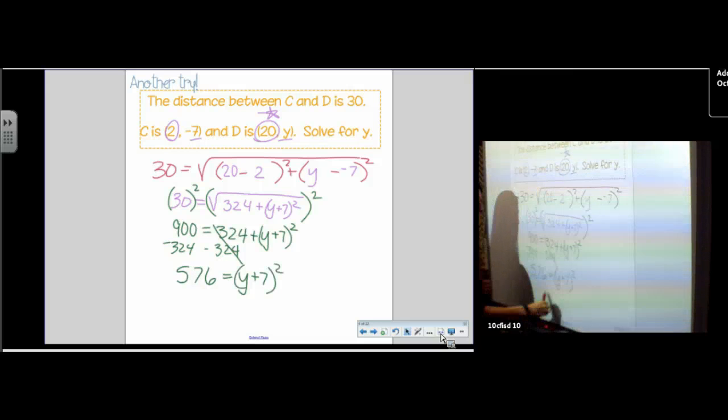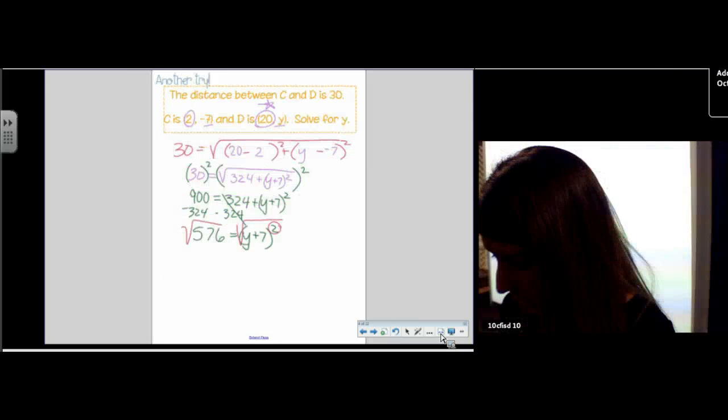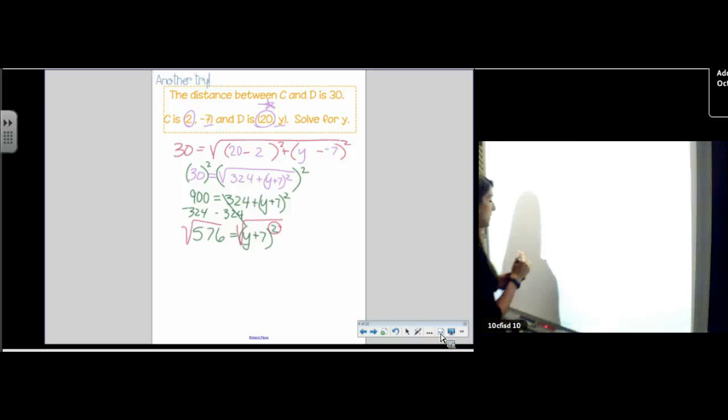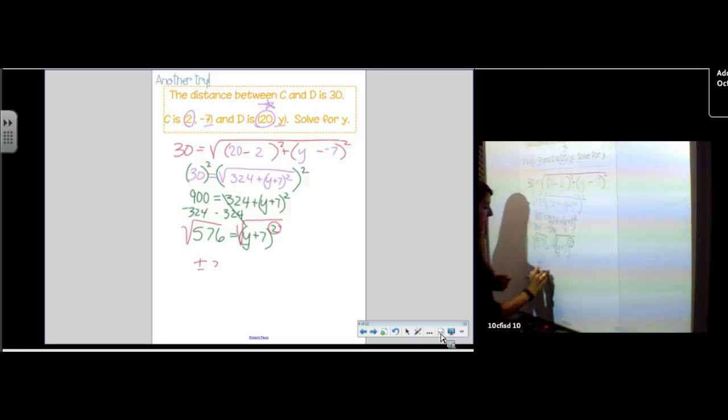And then to undo squaring, you square root. Whatever you do to one side, you must also do to the other. We are very glad that it's a perfect square, right? The square root of 576 is plus or minus 24. The squared and the square root cancel. So you've got your y plus 7.